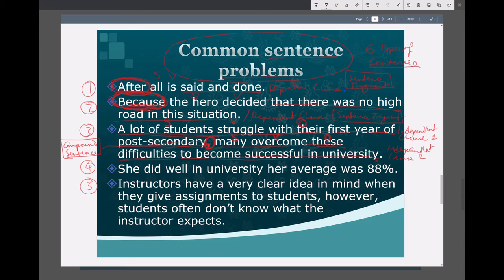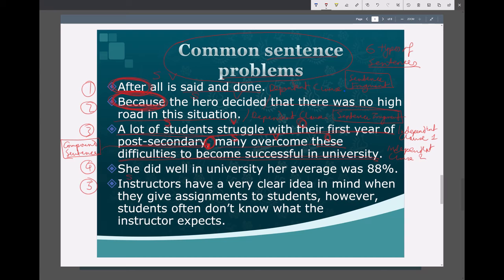Now we have two more sentences. Number 4. She did well in university. Her average was 88%. Remember to check for subjects and verbs here. See what's wrong with this sentence. How many subjects and verbs can you find? Well, let's take a look.